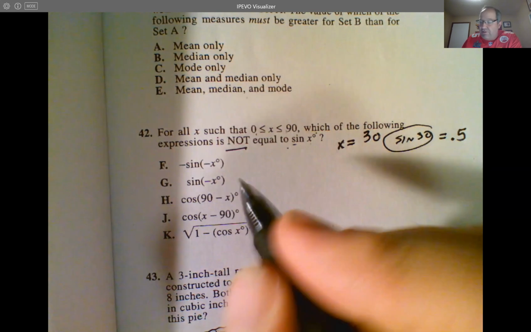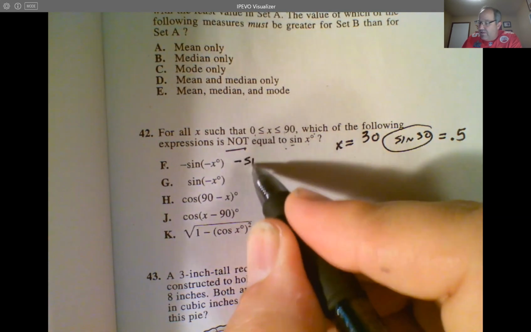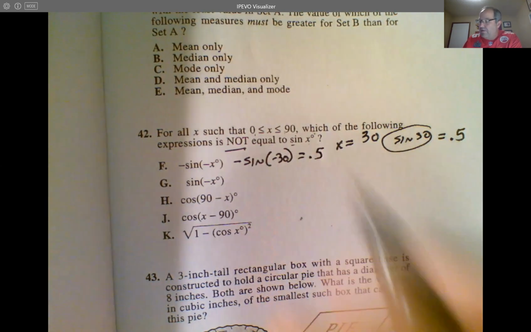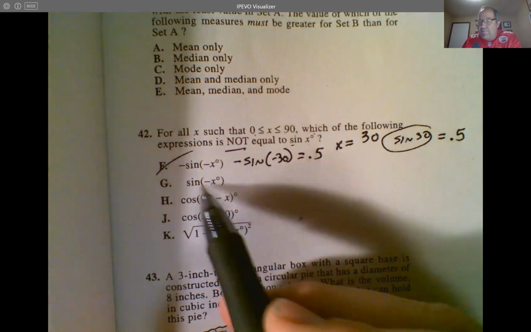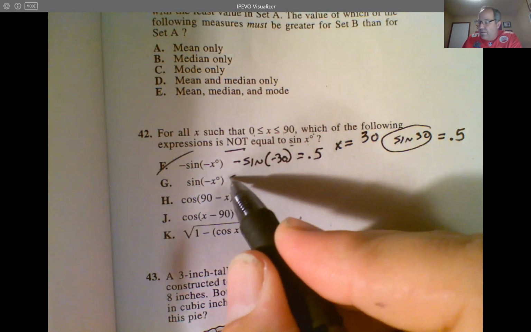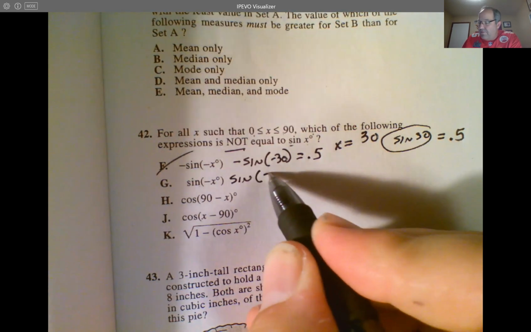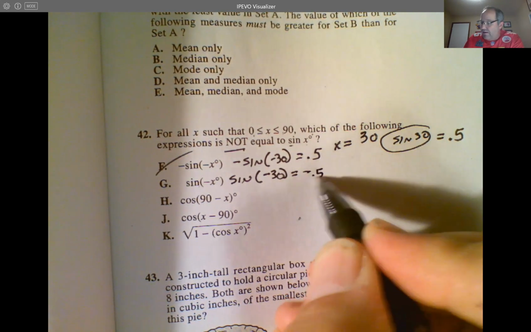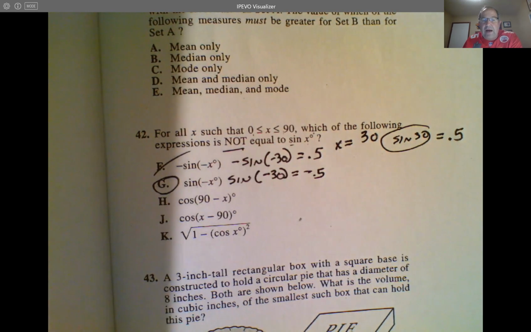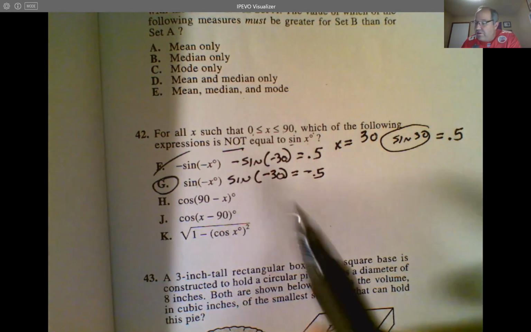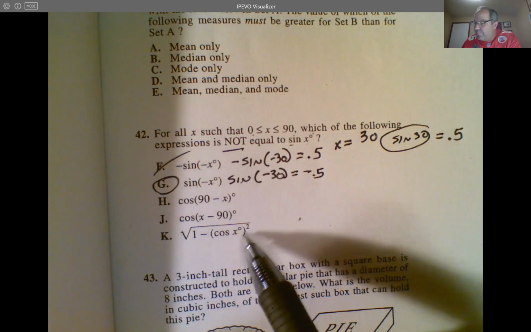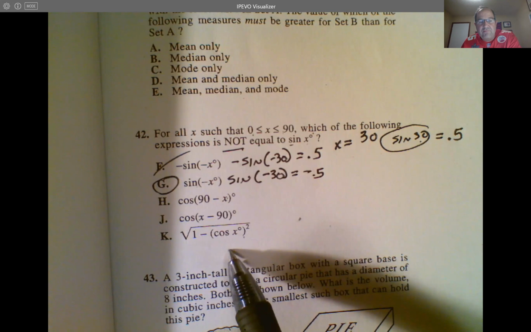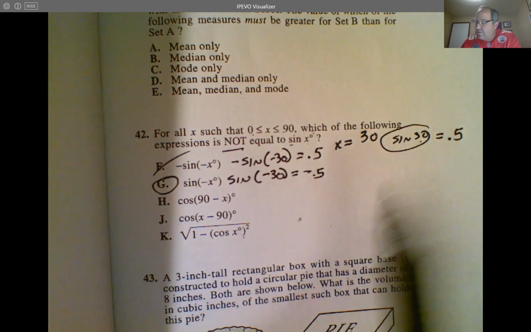Well, I just use my calculator, right? The negative sine of negative 30, guess what? It's 0.5. If I type this into my calculator, the sine of negative 30, that's going to be negative 0.5. Hey, that's the answer. I'm not going to bother checking the rest, but all I do is I change all the x's to 30 and see which one of these gives me an answer that's not 0.5.